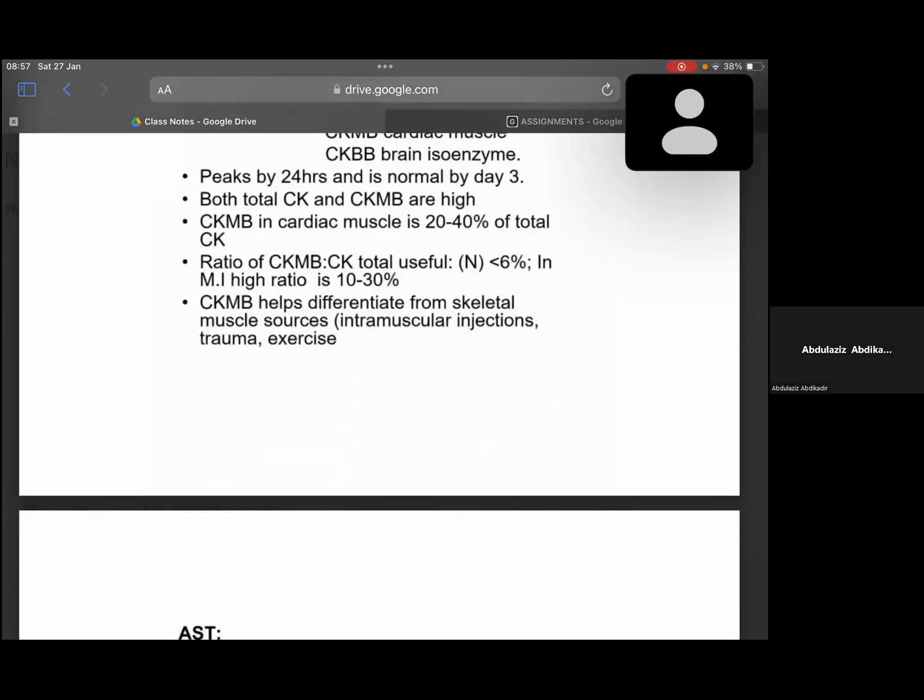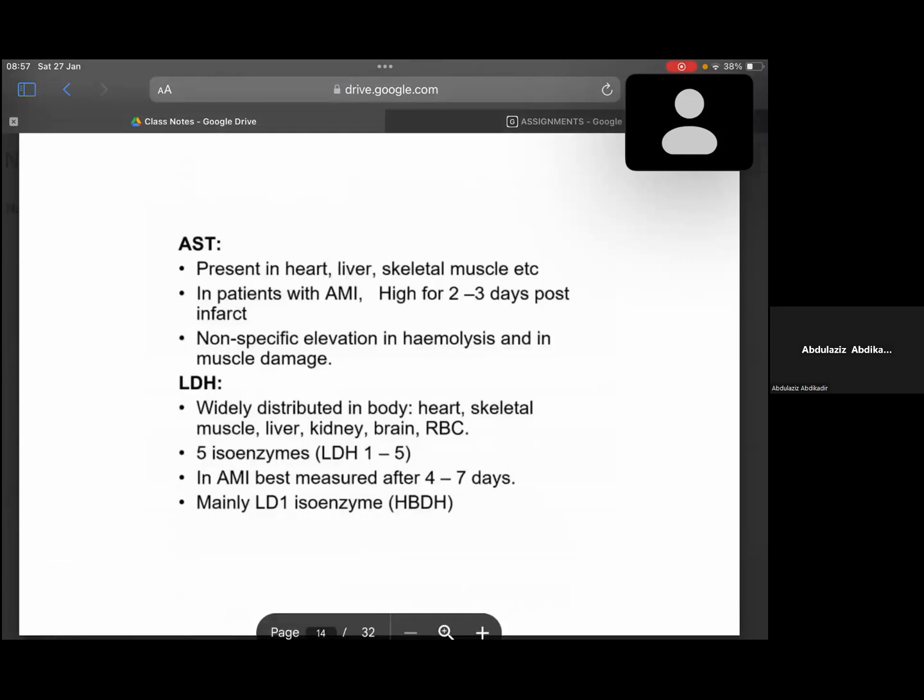Then the AST and the LDH, these are now subsidiaries. Remember, I told you the main enzyme is the CK a long time ago, then AST and LDH are used to support. So this is found in the heart, the liver, the skeletal muscle. In patients with acute myocardial infarction, 2 to 3 days post-infarct, it is high.